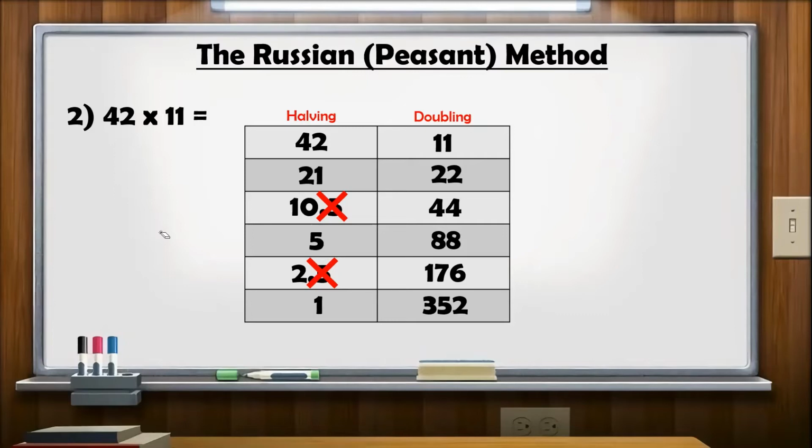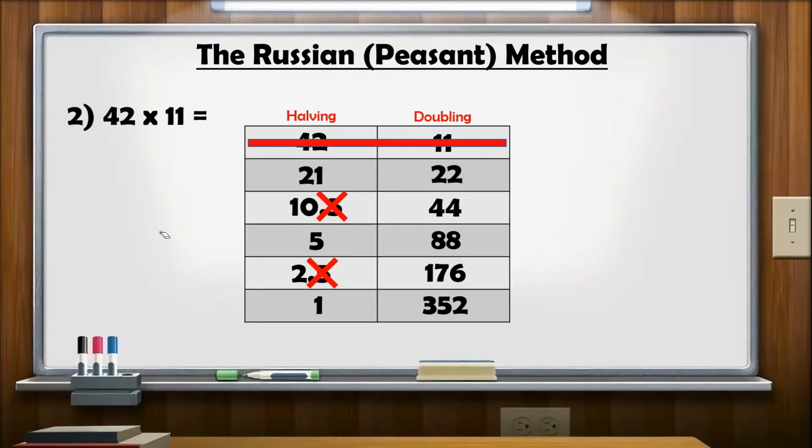This allows me to move on to step 2. Now we have to look into our left-hand column and see if we have any even numbers. If there are any even numbers, the whole row needs to be eliminated. So the first even number I can see is the number 42, so I'm going to eliminate that row.